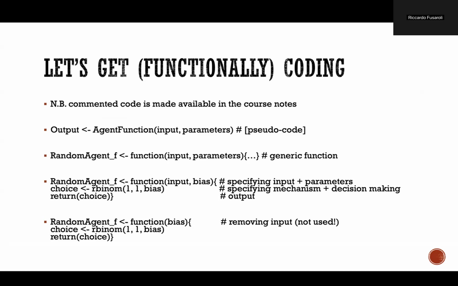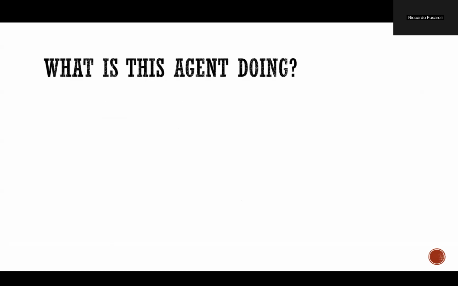In this specific case, we could remove input because the function is not really using input, right? It's probably a good idea to keep it in so we can make it more consistent with the other agents, but it doesn't hurt to take it out, right? Yes. Okay, what is this agent doing?